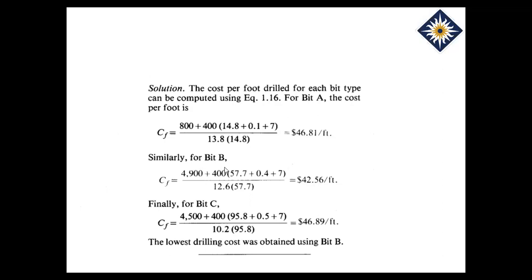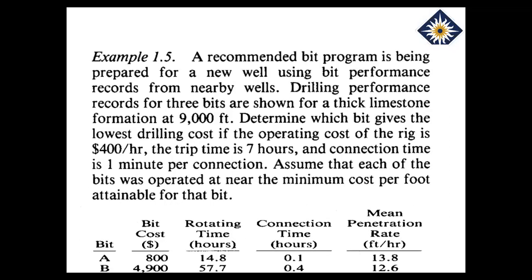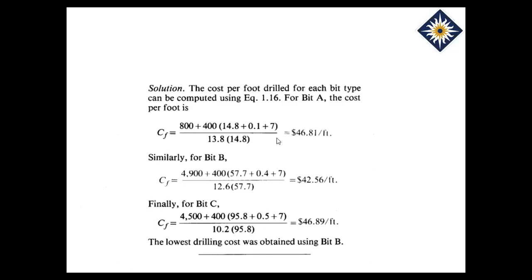Calculation. All the values are already given. Now the cost we obtained per feet here is $46.81, $42.45, and $46.9. From these, we can see that the initial cost of this bit, 4,900, is more, but the operating cost, the overall cost of using this one is actually less, 42 hours. So the lowest drilling cost was obtained using bit P.